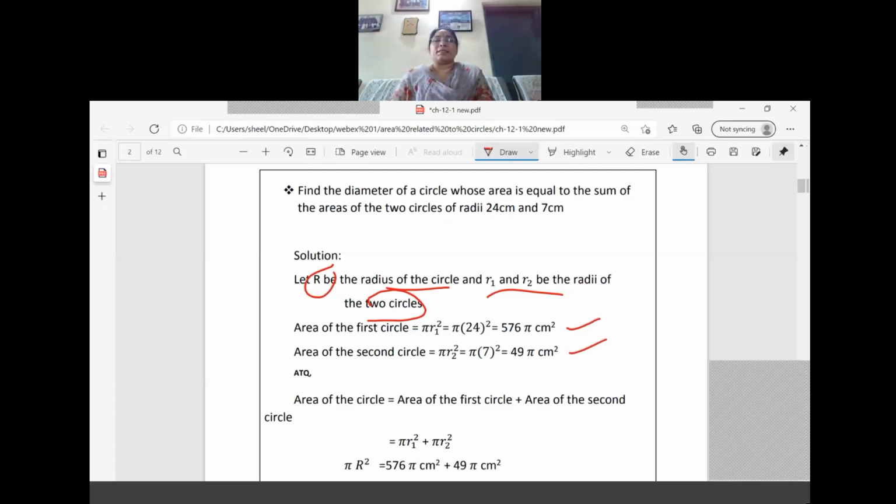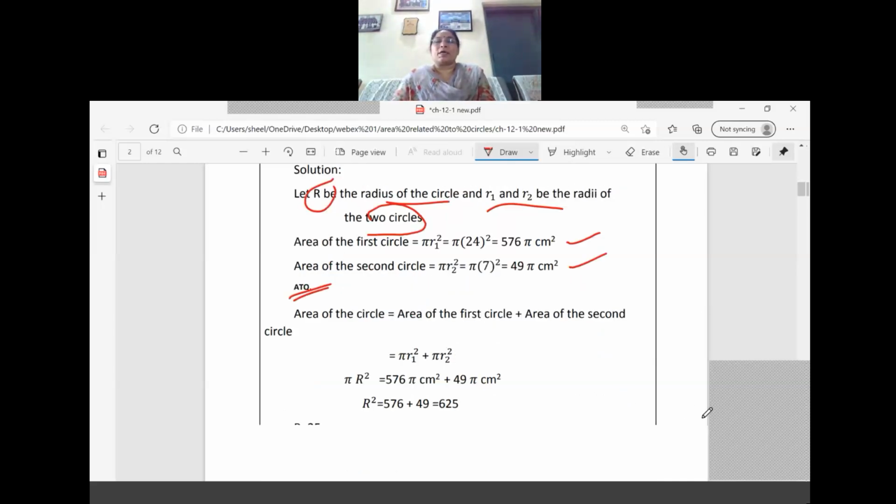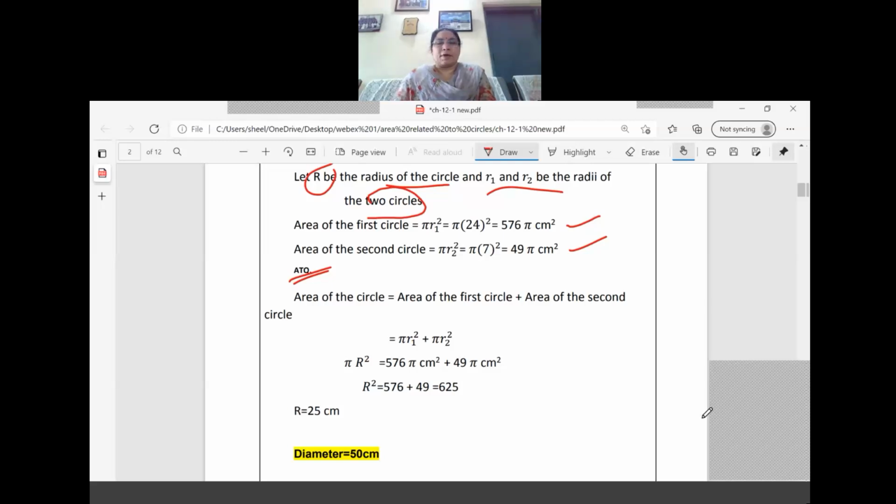Now what is the condition? According to the question, area of the circle equals area of the first circle plus area of the second circle, right? So it is equal to pi r1 square plus pi r2 square. So we are just substituting the values, 576 pi centimeter square and 49 pi centimeter square. Here also it is centimeter square only.